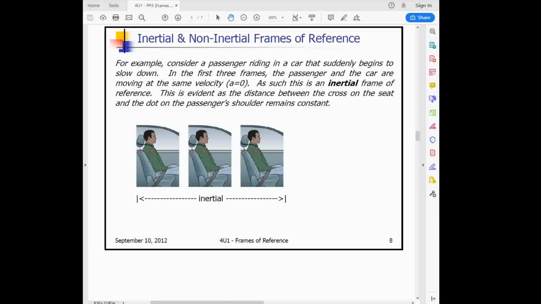So another example, another thing to look at with inertial and non-inertial frames of reference in a car, let's look at this passenger here. This person's in a car, they have a seatbelt. These are 3 moments in time showing this person in the car. And because the acceleration is 0, the person is not moving. One way we can tell that the person is not moving is that the dot on their shoulder and the X on the top of the seat, that straight line distance between the two has not changed. It's remained constant throughout.